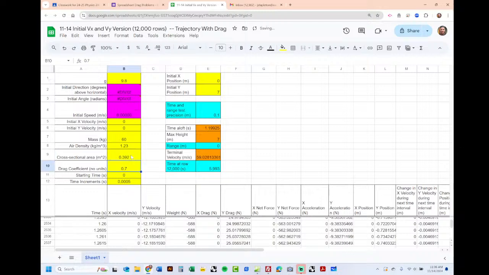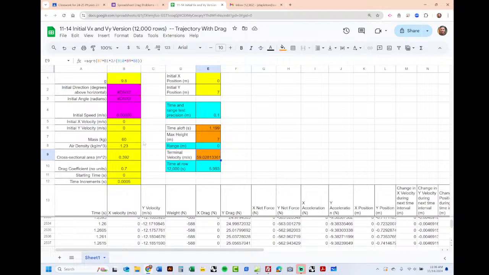Oh, by the way, these problems tell you to set time increments to 0.005. I've already got them set there. I should put that in 2A as well. Actually, no, it doesn't matter. The time increments don't matter for this. So there, terminal velocity is right about 59 when the cross-sectional area is right about 0.392. That is the answer to number 5.